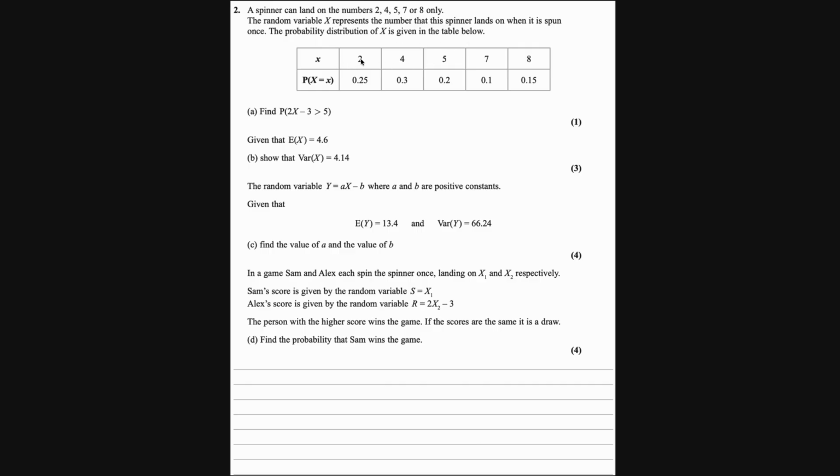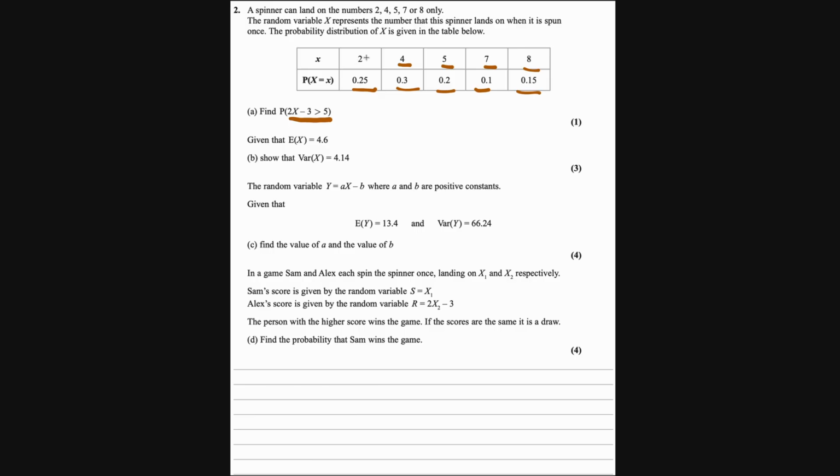So the probability of x being 2 is 0.25, and the probability of x being 4 is 0.3. 5, 0.2, 7, 0.1, and 8 is 0.15. So find the probability of 2x minus 3 being greater than 5.